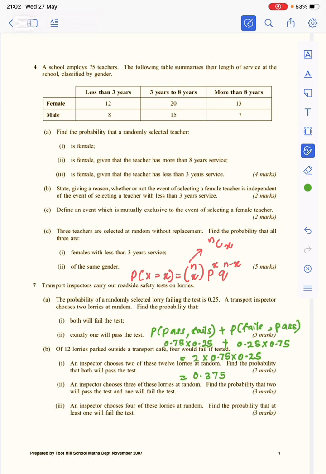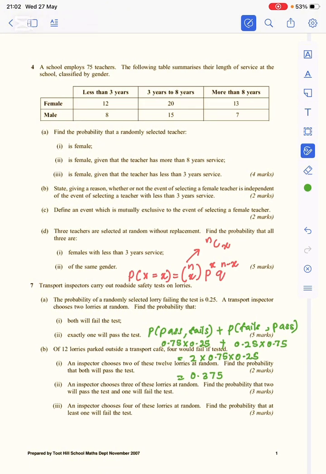What if you are going to use the binomial probability distribution for this one? Now it is asking just one will pass the test. That means success is 1. Here you can consider P as 0.75, Q as 0.25. Based on the question, you decide which is success and which is failure.